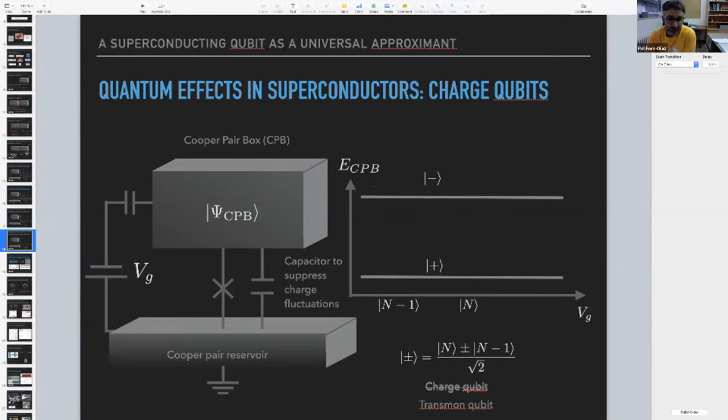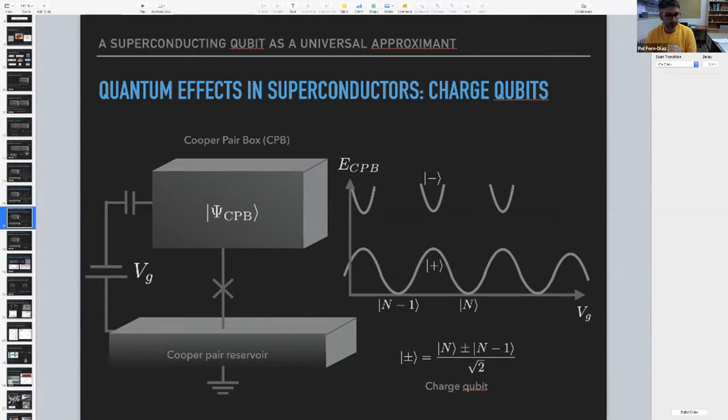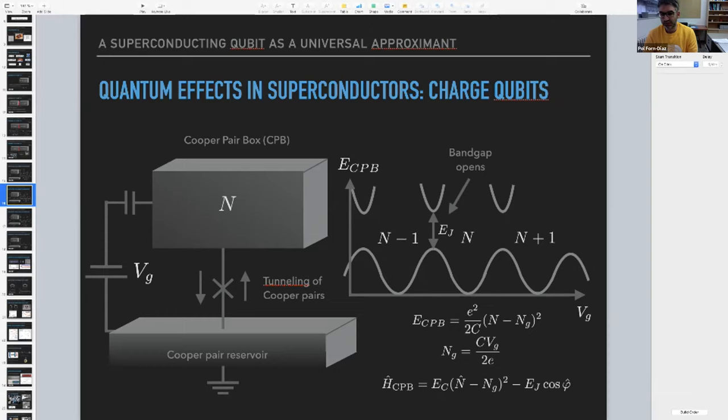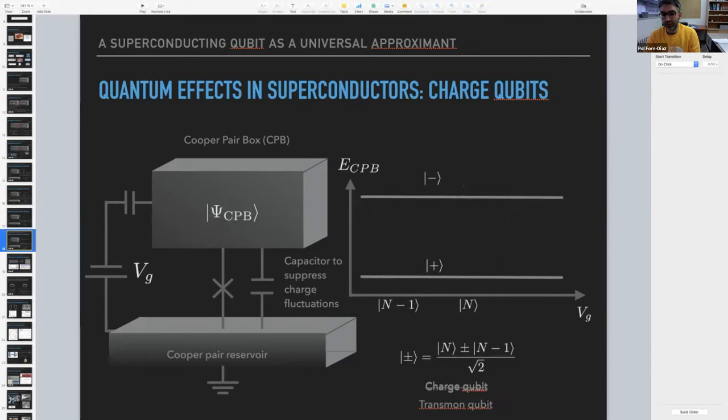It took some time, but the group at Yale, the group of Professor Rob Schoelkopf and Michel Devoret, realized that by introducing a large enough capacitance, you can actually lower the sensitivity. So if we go back to this expression, if you make this capacitance large, you will essentially lower the curvature of the charge spectrum up to the point that it can become completely flat as a function of gate voltage. And so now this qubit is totally insensitive to charge fluctuations because the energy splitting doesn't change.